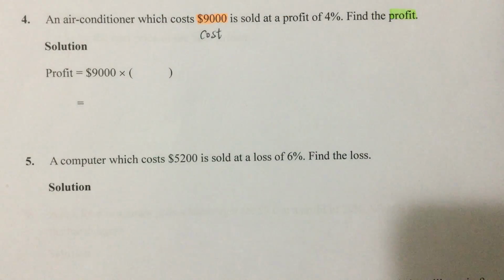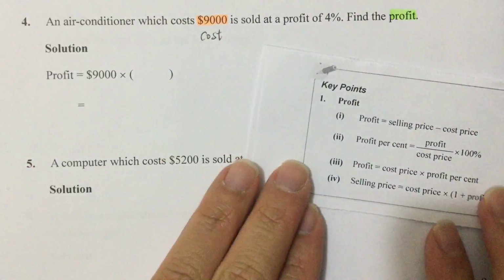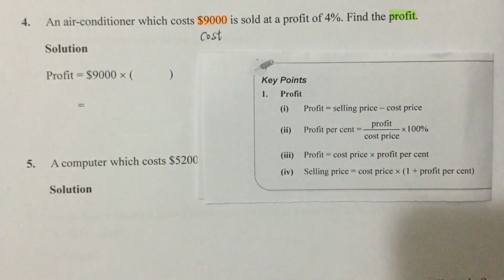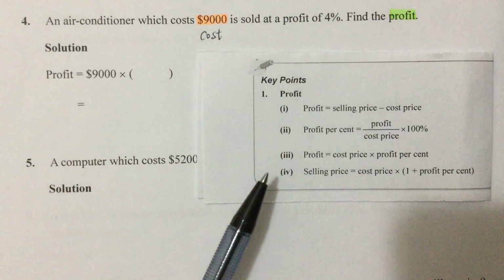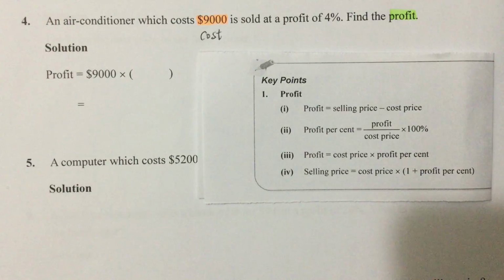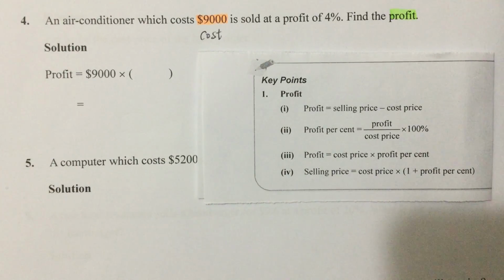Okay, now let's look at the formula you have here. For you to calculate the profit, you will use number 3 with the cost price and the profit percent. So I will give you maybe 15 seconds this time because I've told you all the things. You can use formula 3.